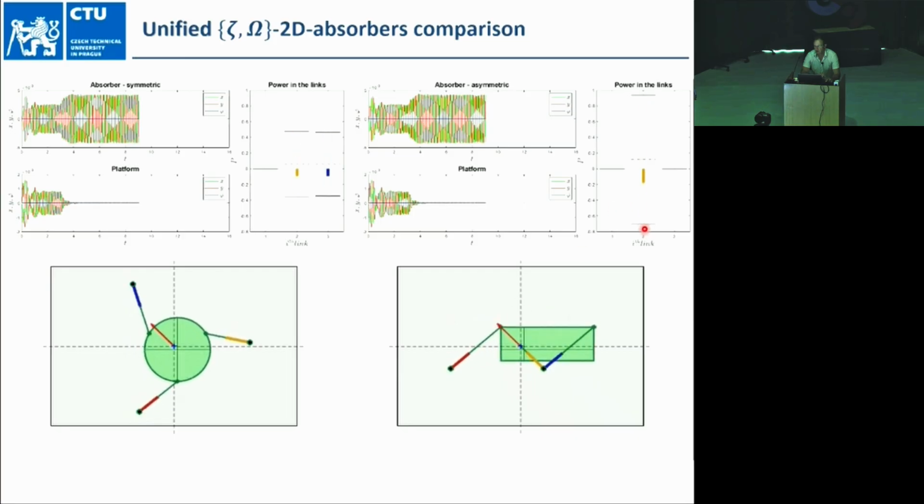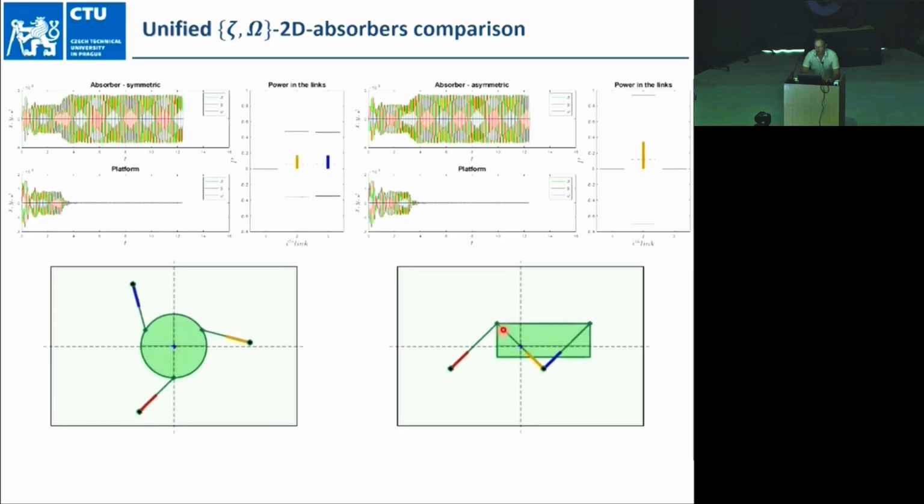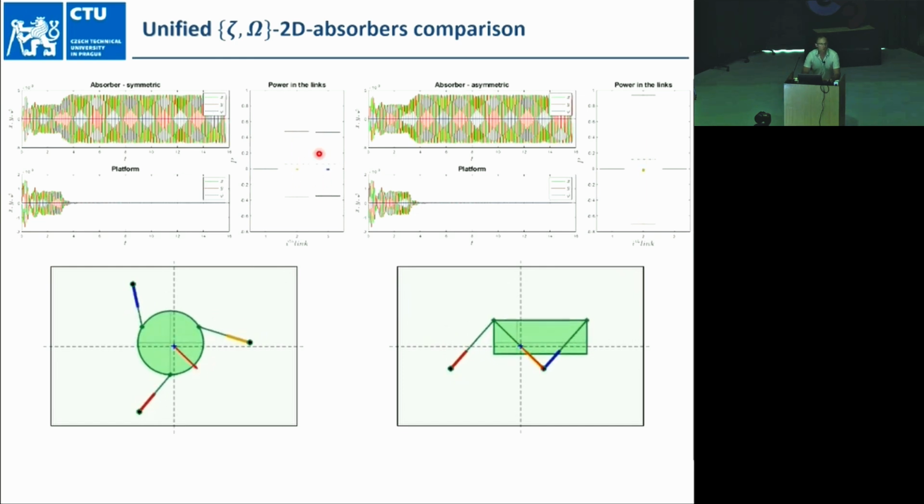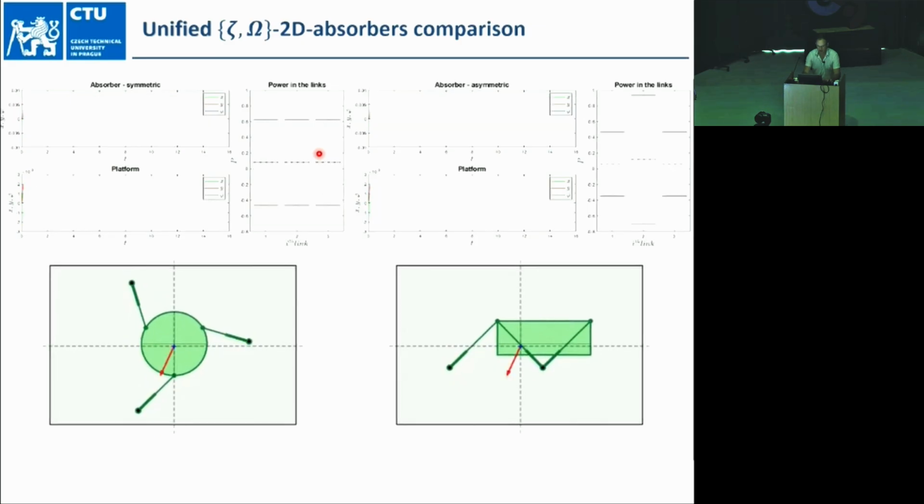So we see that actually here for this asymmetric case, this link is active while the others are not. So which can result in some fatigue within this link. Compared to that, in the symmetric one, we have actually a bit better distribution. Always at least two links are active. So we also consider the case of rotating force.